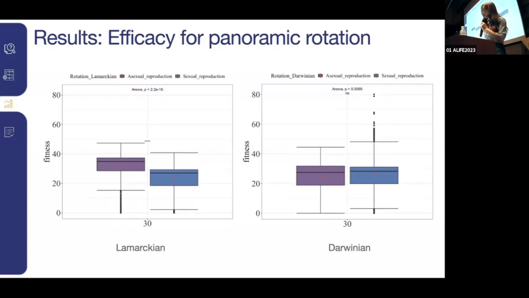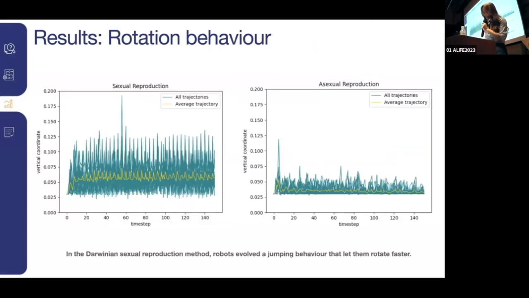So to investigate the reason, we looked into the behavior of the robots. An interesting behavior occurred in this Darwinian sexual reproduction method. Robots evolved a jumping behavior, which let the robots rotate faster. And this is validated by these vertical coordinates.